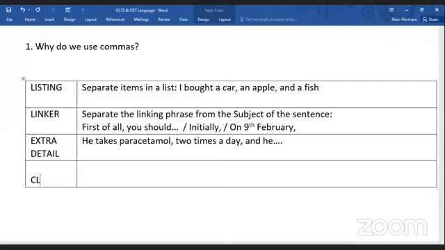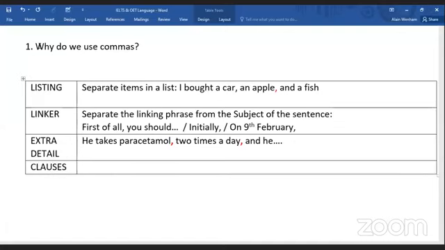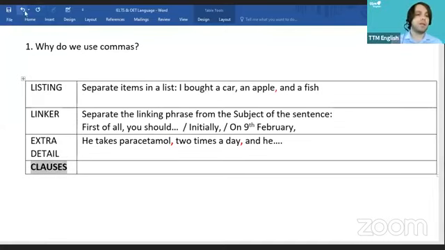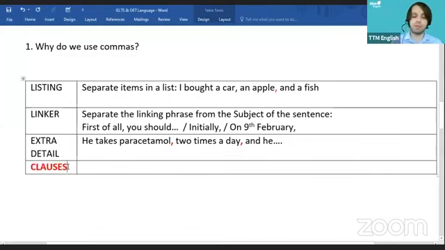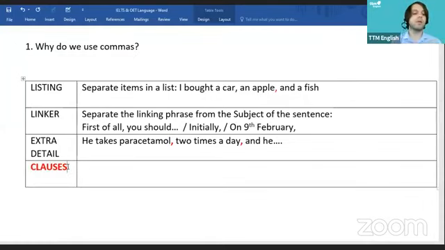Connecting sentences? No, Sabrina? Close. Right, I'm going to put this one in red because it's the most important one. It's the one that happens all the time. Okay. So let's talk about clauses.